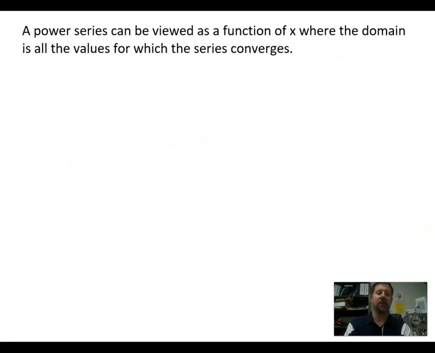All right, so a power series can be viewed as a function of x, where the domain is all the values for where the series converges. Again, we had that part where we talked about how there's not going to be a whole entire interval of convergence. So just where it converges, we can consider those values to be a function of x. And one of the things we know is that every power series has to converge at that center point. Okay, that's guaranteed. We know every power series converges at c.